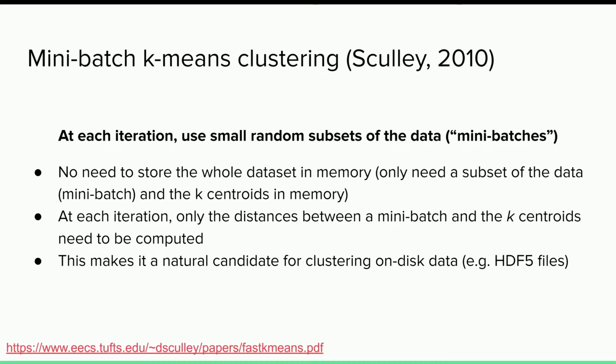You traverse over the entire data set. At the end, there's a final assignment step where you assign each observation to its closest centroid. And this is a very natural way to make clustering scalable for very large data. So one, you don't have to store the whole data into memory. You only store in memory the batch size that you want as a user. At each iteration, only the distances between each mini batch and its closest centroid need to be computed, and this makes it a very natural candidate for on-disk clustering.